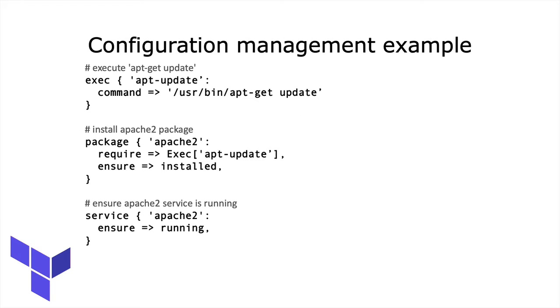Here's an example of a Puppet manifest, which installs and runs an Apache web server. We start by updating the apt package manager. Then we tell Puppet to ensure that the server installed Apache after the apt update command runs. And then we tell Puppet to ensure that the Apache service is running.